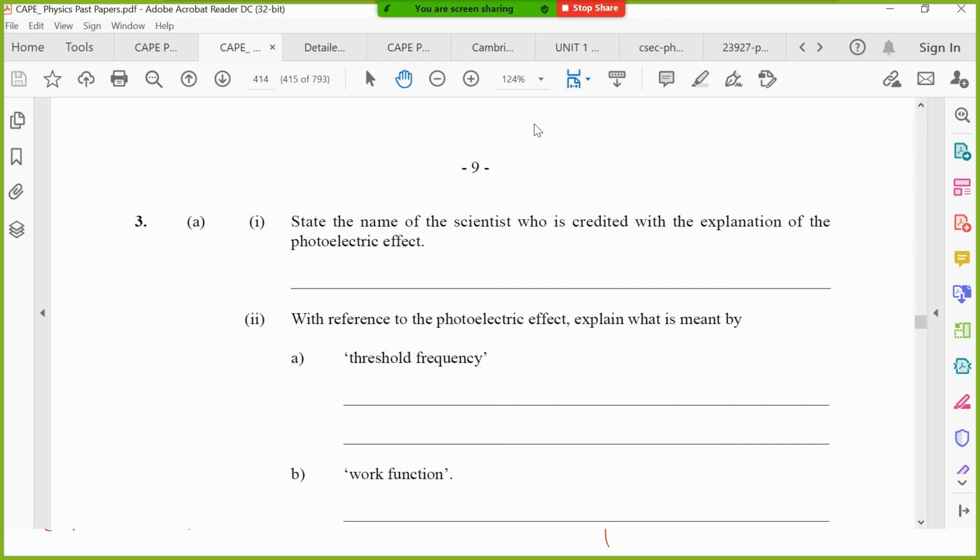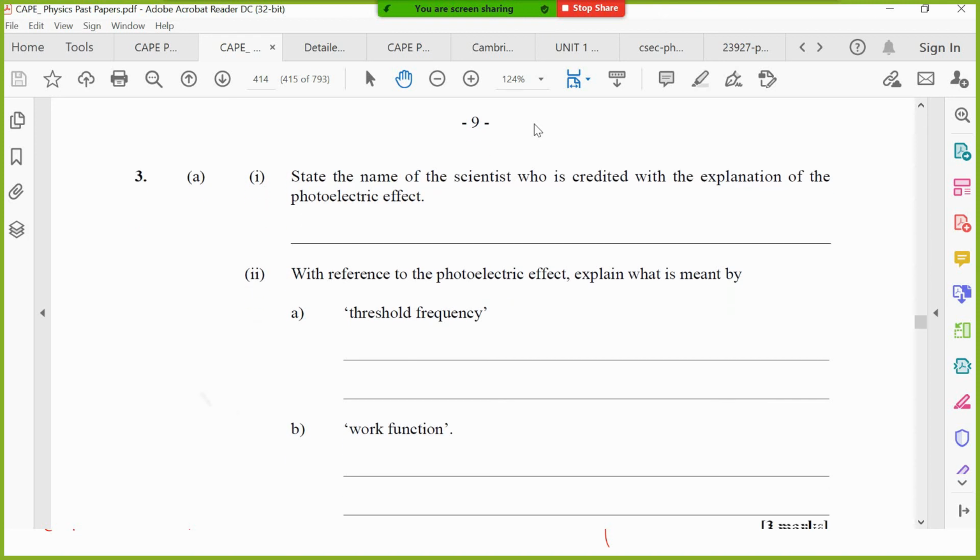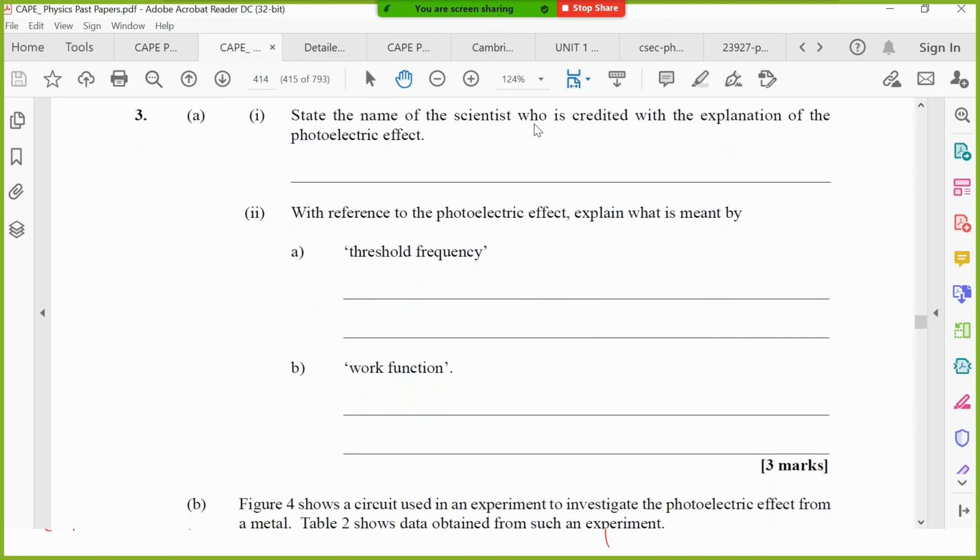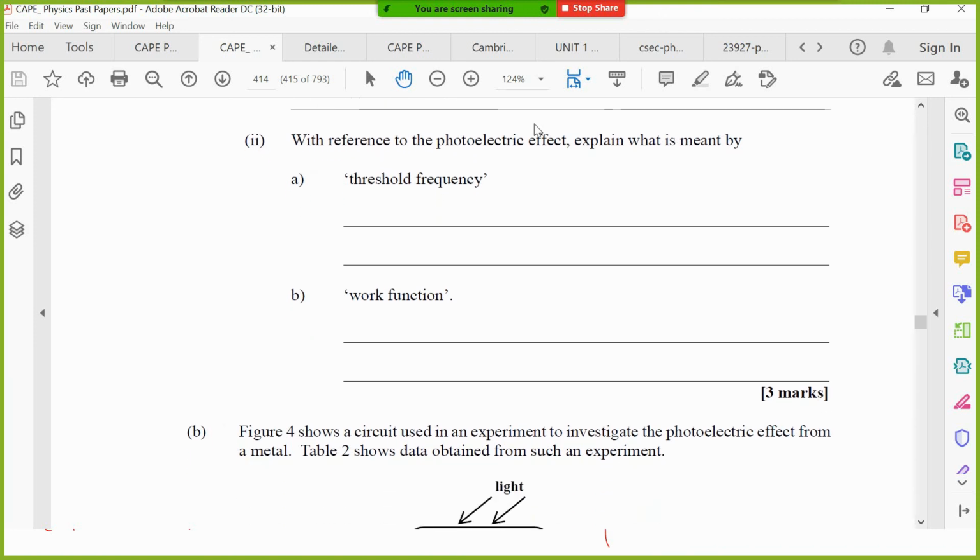And also, you could even take into consideration Einstein as well. Einstein did some amount of work as well. So this question is kind of twofold, but it could be Max Planck, and it could be Einstein. Then they want, with reference to the photoelectric effect, explain the threshold frequency. And with reference to the photoelectric effect, explain the work function.